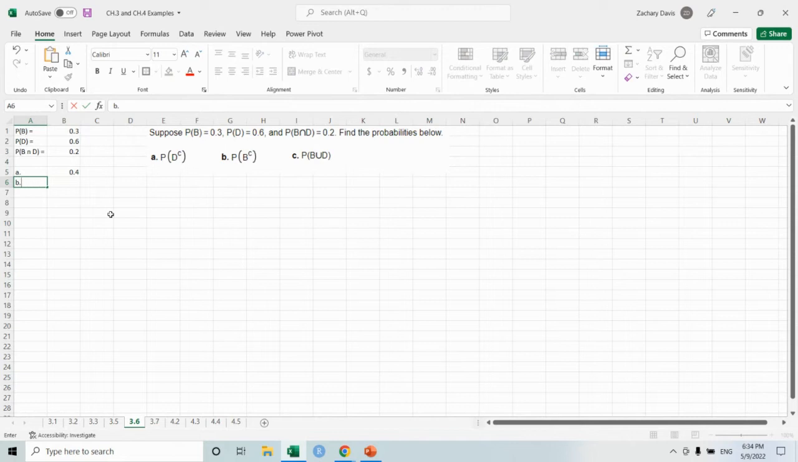For part B, we want to know what is the probability of the complement of B. So it should just be 1 minus the probability of B.